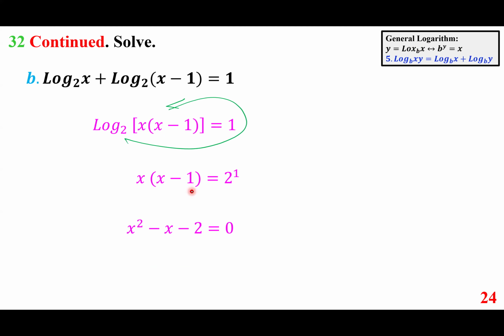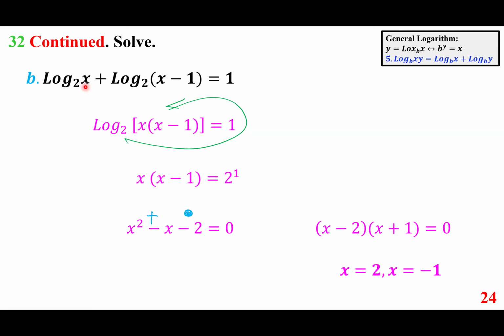And this is a simple factoring. You want two numbers. The product is negative 2. The sum is negative 1. So the numbers are negative 2 and positive 1. x is either positive 2 or negative 1. There are two answers, we have to check.